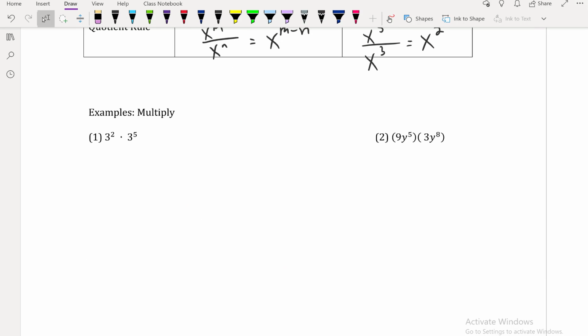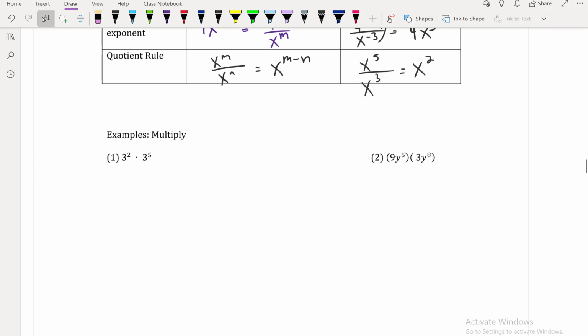So let's think about some of these examples. Here I can see that they have the same base, so it'd be 3. So what ends up happening is we end up adding these exponents together, so 2 plus 5. So I'm going to end up with 3 to the 7th power as my final answer.